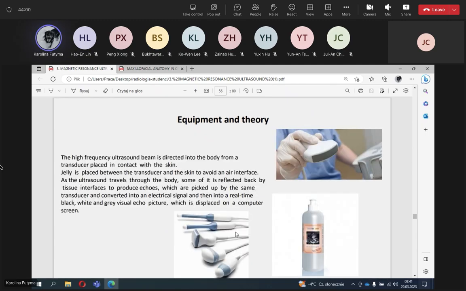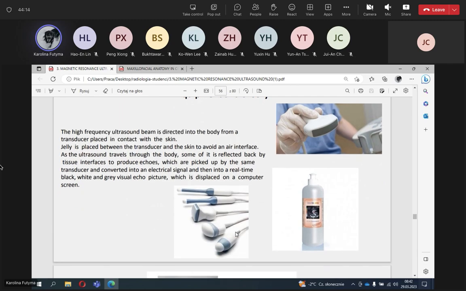So the high-frequency ultrasound beam is directed into the body from a transducer placed in contact with the skin. We need a jelly to provide those images. The jelly is placed between the transducer and the skin to avoid an air interface. As the ultrasound travels through the body, some of it is reflected back by the tissue interfaces to produce echoes, which are picked up by the same transducer and converted into an electrical signal and then into a real-time black, white, and sometimes gray visual echo picture, which is displayed on our computer screen.